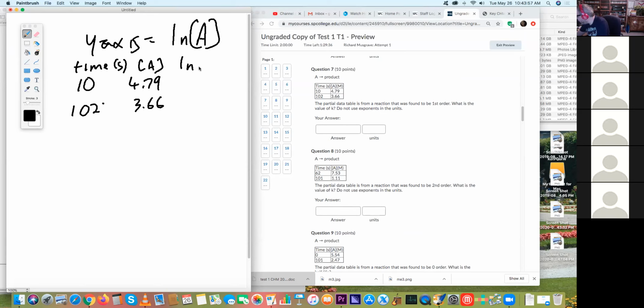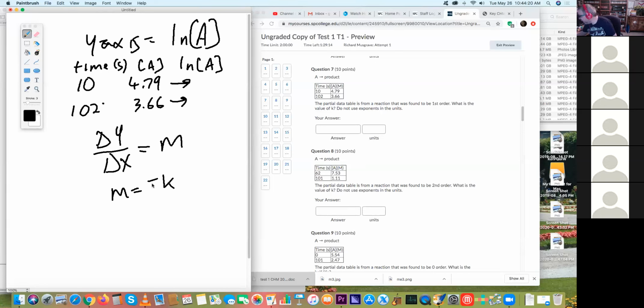And what we're going to do is just find the natural log of A of each of those. So plug those into the calculator and come up with those values. And those become the delta Y over delta X. And that'll lead to a slope. And then again, that slope will be M equals negative K. It'll come out to a negative value. And you'll be able to then come up with K as being positive. Any questions about this? Is that all right? Anybody have any questions?